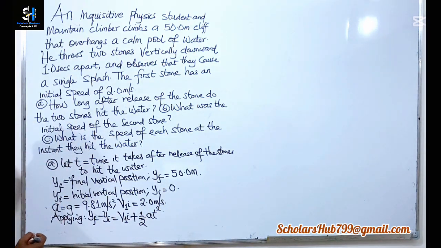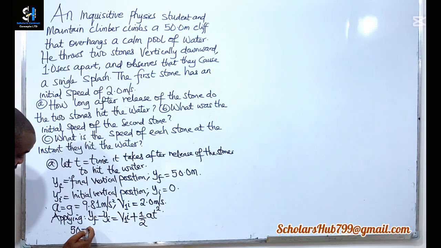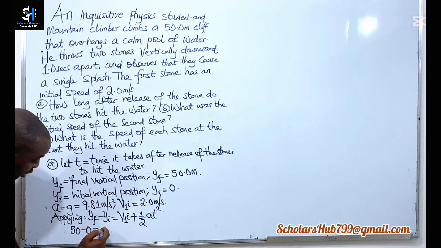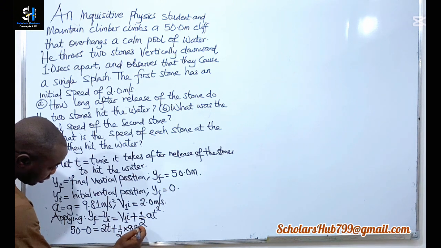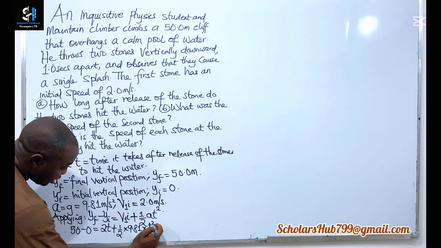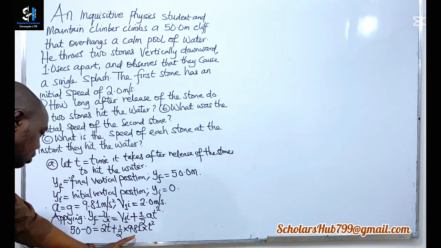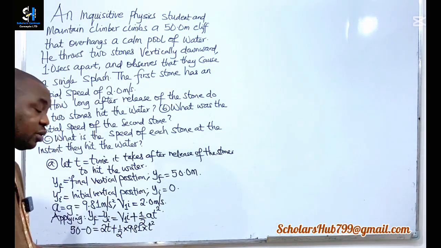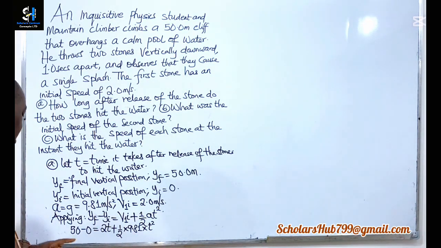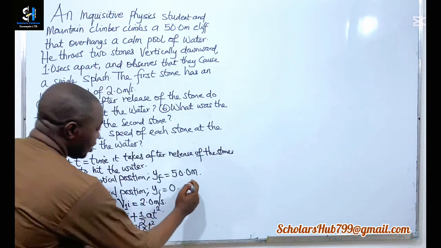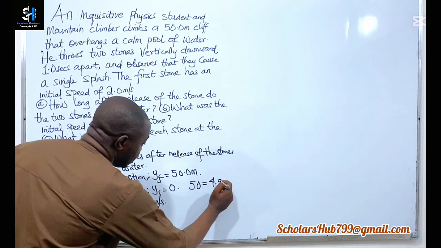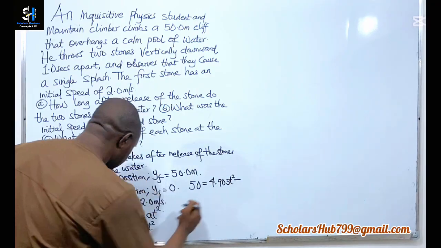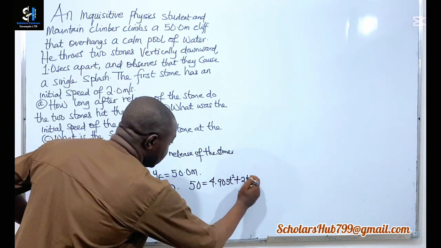So let's substitute the values. This will be 50 minus 0, equals 2, because we have it here to be 2, multiplied by T, then half of 9.81 multiplied by T squared. When we divide 9.81 by 2, that will be 4.905. This is 50 minus 0, that will be 50. So we have 50 equals 4.905 T squared, plus 2T.